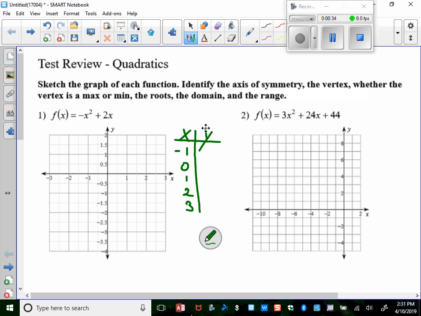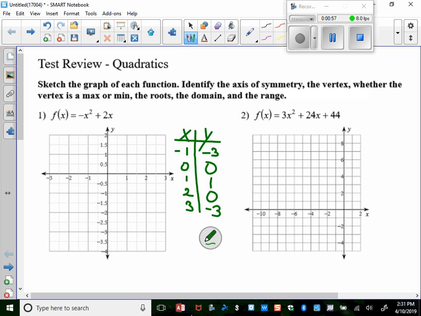So -1 pairs up with what? Negative 3. All right, close the door for me. 0 pairs up with what? 0. 1 pairs up with? 1. 2? 0. And 3? -3. Okay, so then you would graph it, of course. I'm not going to graph it, but you guys know how to plot points. So that's the first part.